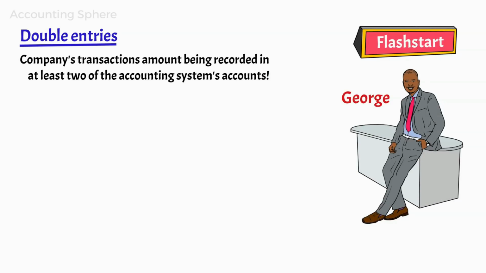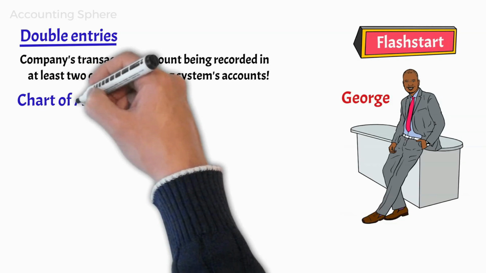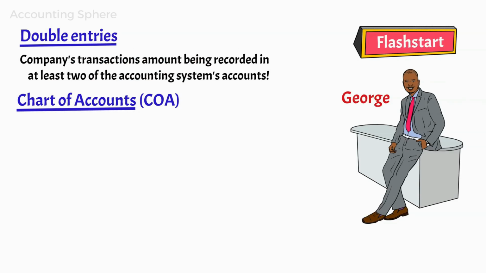George will need to produce a complete list of all the accounts that FlashStart would find relevant for reporting transactions before he can start setting up his accounting system. A chart of accounts is the name for this detailed list.